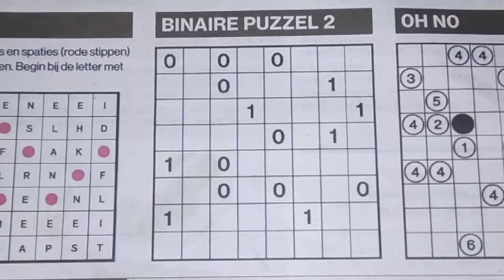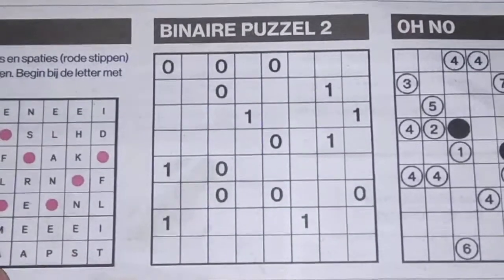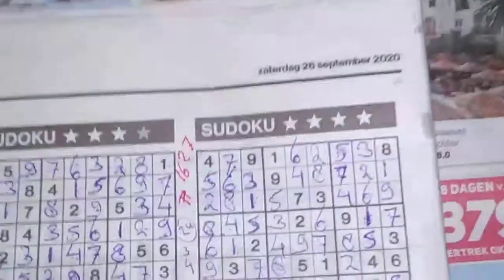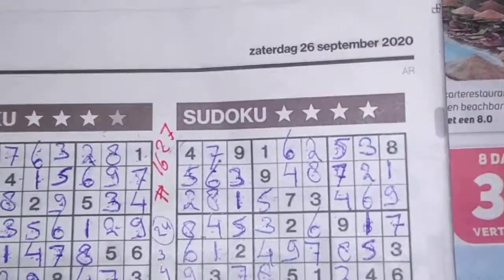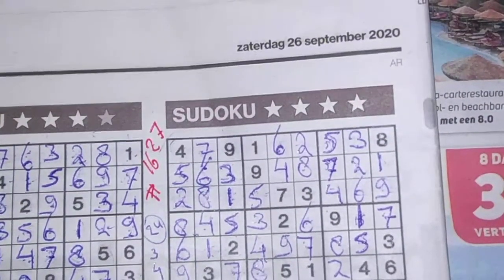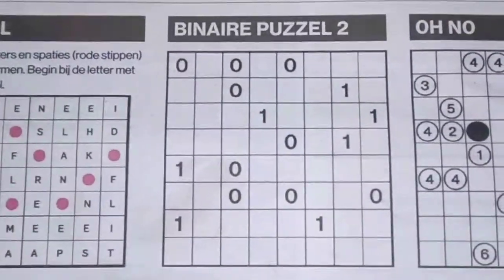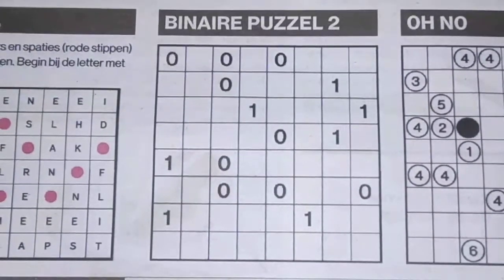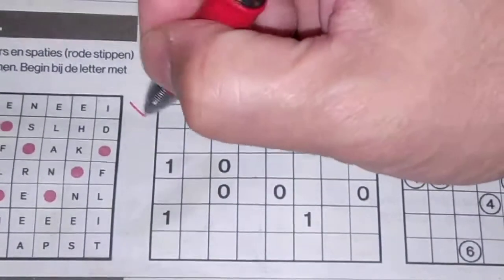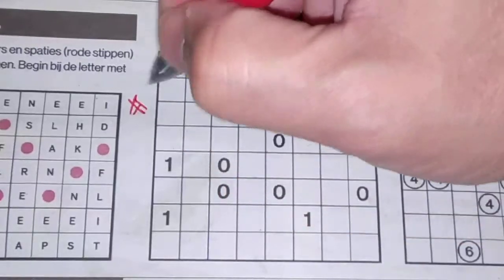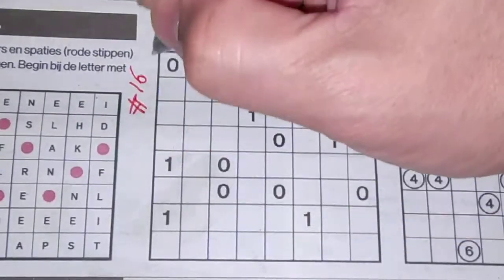Hi there. We are back again with the second binary puzzle in today's newspaper on Saturday, September the 26th, 2020. Yes, the second binary puzzle will be number 1629.